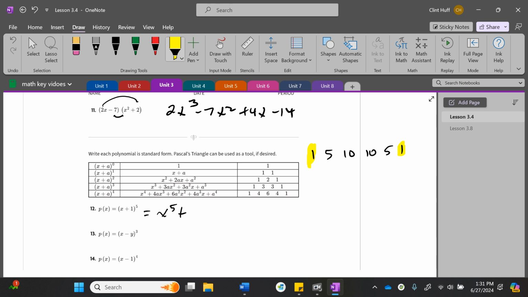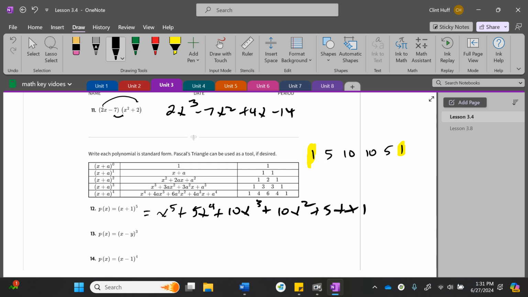So using those coefficients, I'm going to have x to the fifth plus 5x to the fourth plus 10x to the third plus 10x to the second plus 5x plus 1. Okay. On the next one, the minus sign is going to cause the signs to alternate.